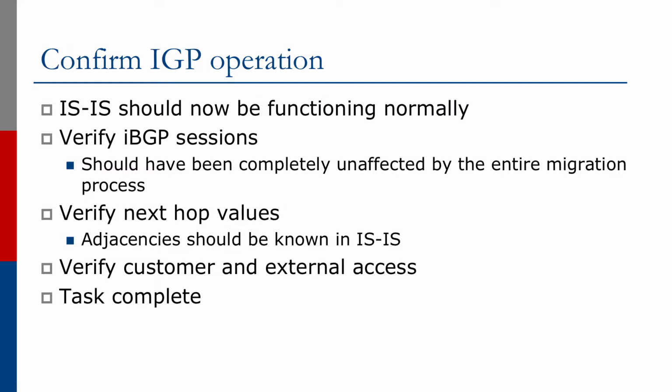Once this has been done, we should confirm that ISIS is functioning normally, so verify the iBGP sessions. They should not have been affected by the entire migration process. Verify the next hop values. The adjacency should be known in ISIS. Verify customer and external access. Hopefully no customers would have phoned in complaining. Hopefully the internet would have carried on working through the entire duration of the project. And your task is now complete.